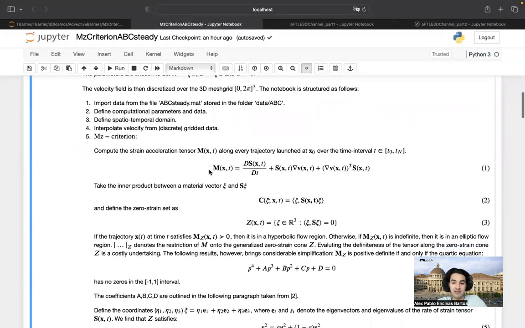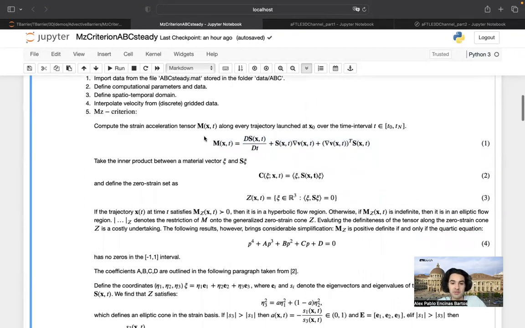The formula for the Mz-Criterion is the same one as the strain acceleration tensor that we will compute; it is exactly the same as in the two-dimensional case. So this is unaltered. Of course, now the rate of strain tensor and the gradient of the velocity are no longer 2 times 2 tensors, but they are 3 times 3 tensors. So we start by computing the strain acceleration tensor, which is an objective quantity, along every trajectory launched from a certain position x0 over some time interval t0 to tn.